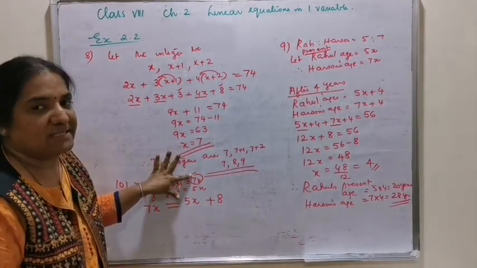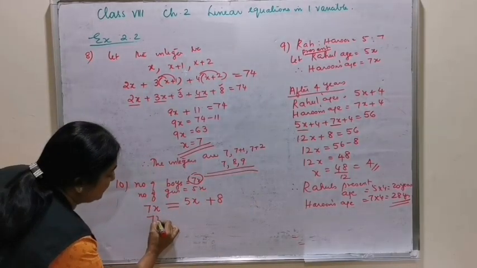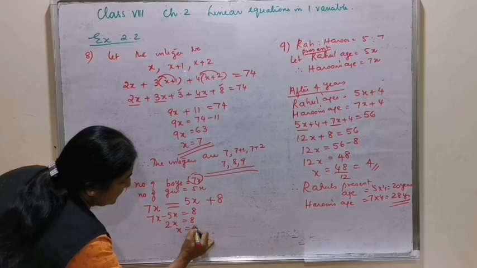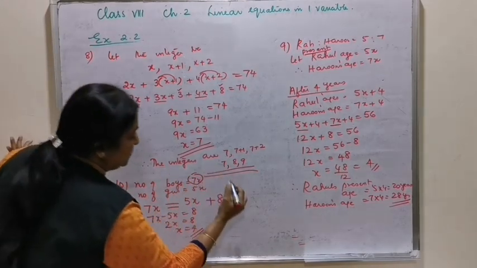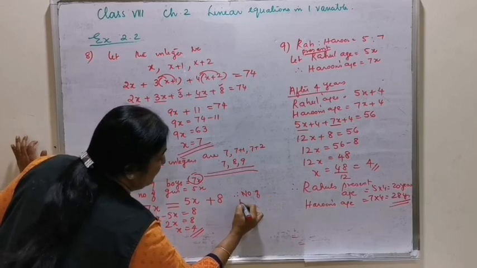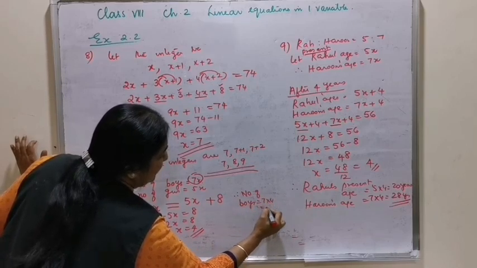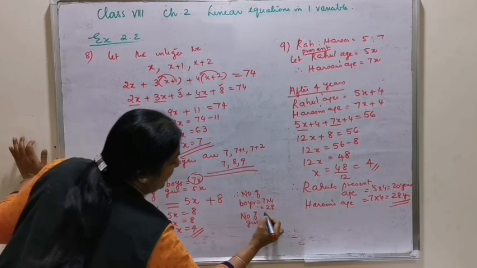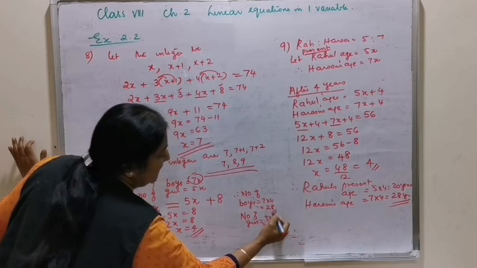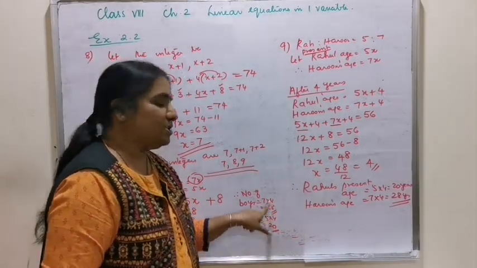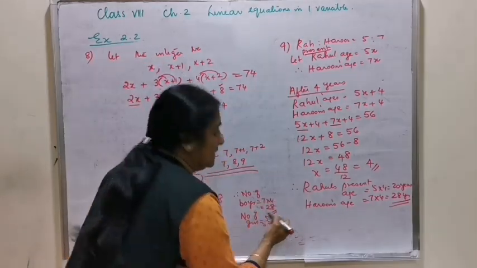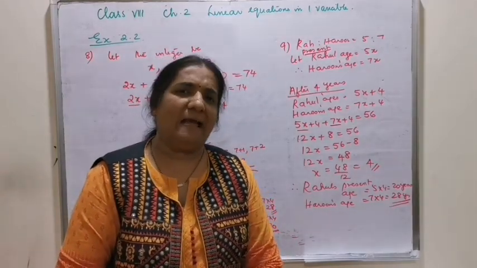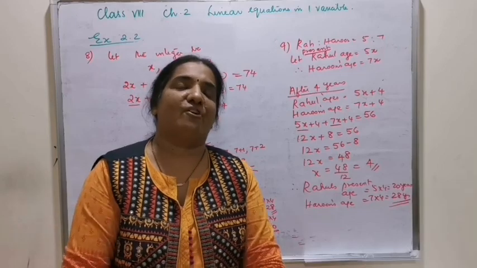You can see here the number of boys is more. 7x minus 5x is equal to 8. 2x is equal to 8, or x is equal to 4. Substitute the value. Therefore, number of boys is equal to 7 into 4, 28. Number of girls is equal to 5 into 4, which is equal to 20. From here itself, it is visible that it is 8 more than the number of girls. Now, when you are doing word problem, this is the method. Read the question thoroughly and then understand and then form the equation.